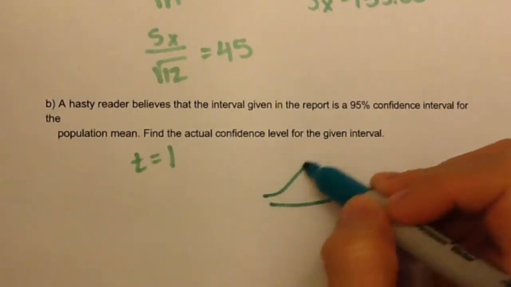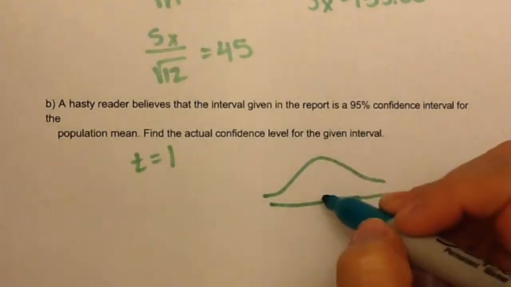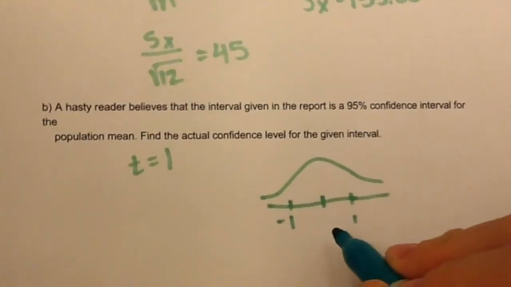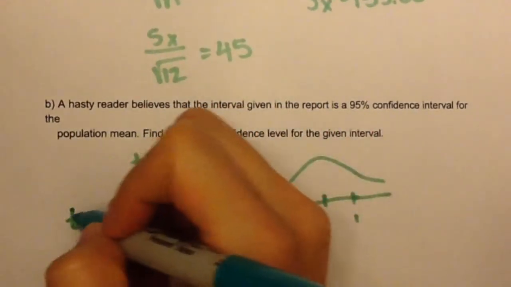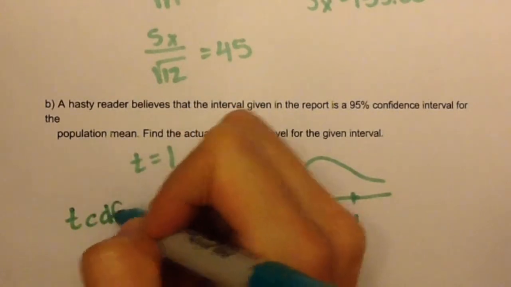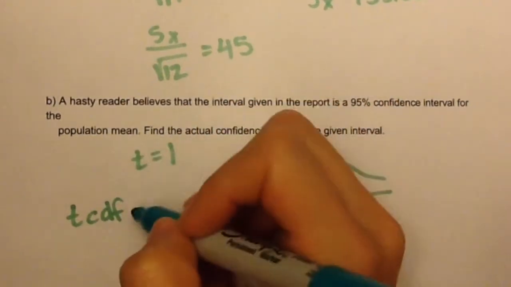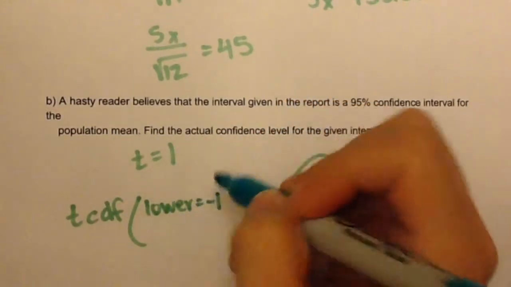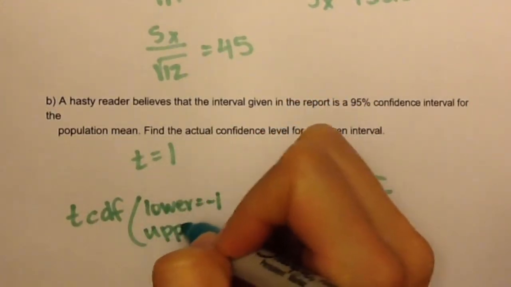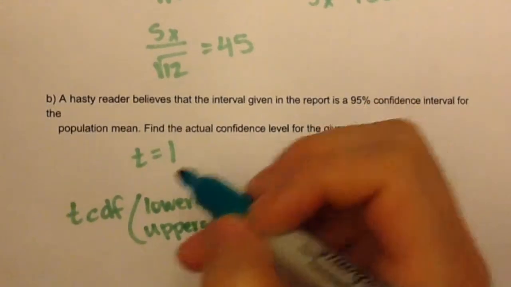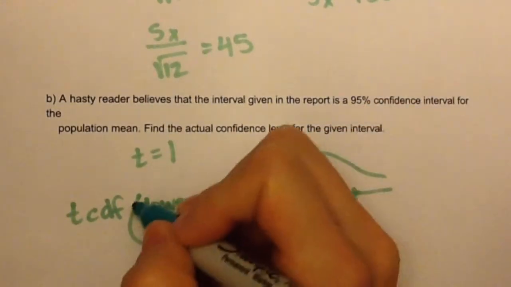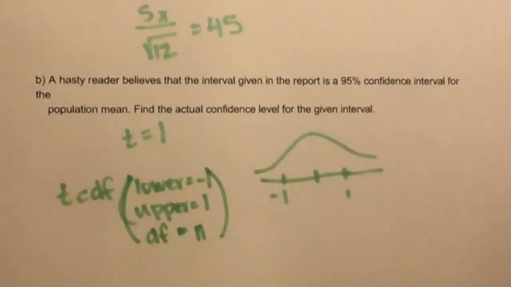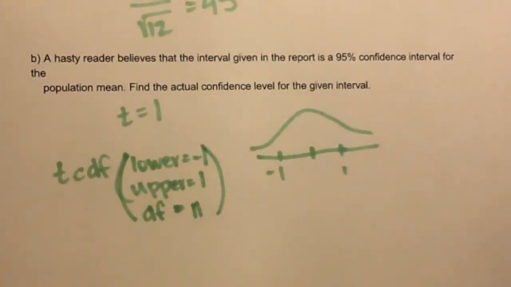Remember, the t distribution looks a lot like the normal distribution. So we have our set mean, which means we're going out one above and below. So we can take t CDF, t distribution, we're doing a cumulative density function, and we're going to use our lower bound to be -1, and our upper bound to be +1, and our degrees of freedom is always 1 less than our n, and that makes that 11 for this problem. So then you can go to your calculator.